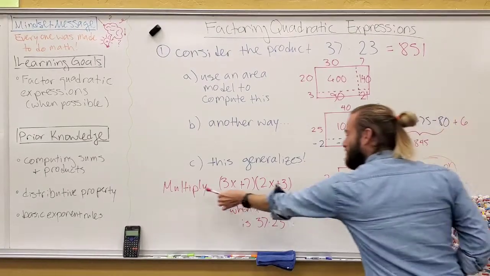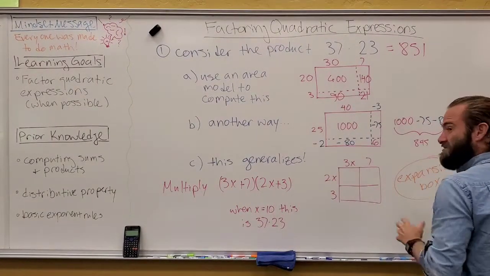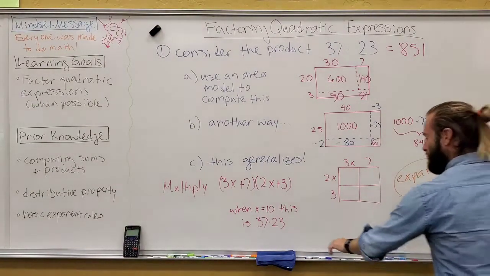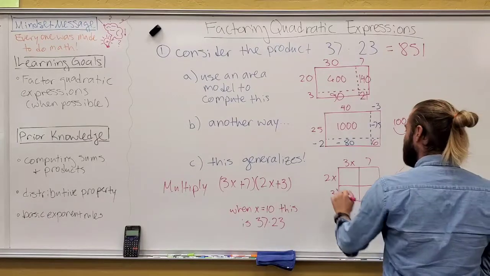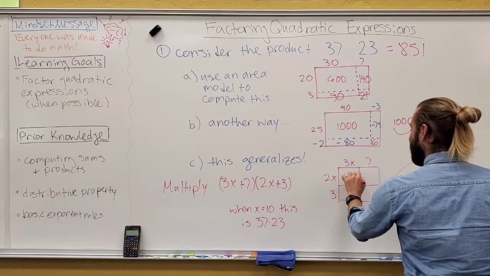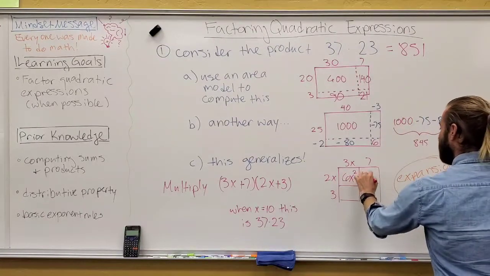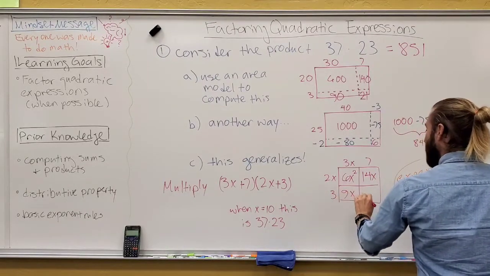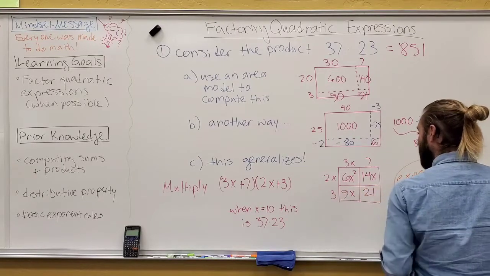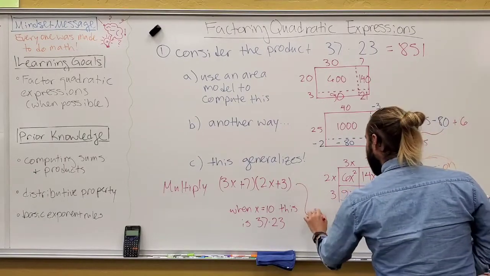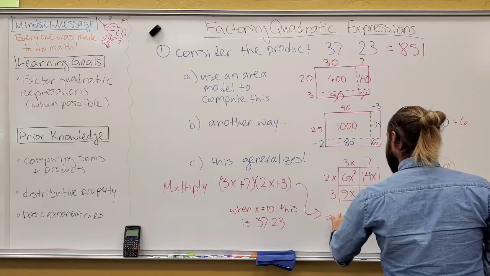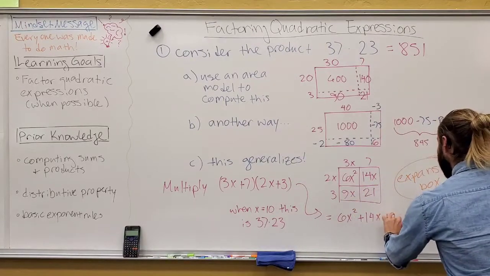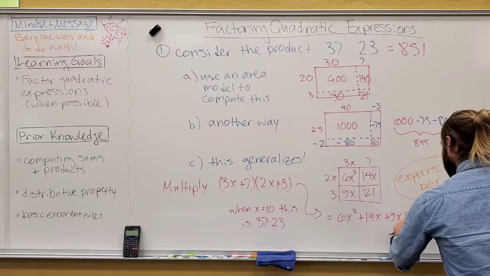And if I want to actually multiply and find this product, it's the same as asking, what's the area of this box, right? And so we just multiply the individual pieces together. 2x times 3x is 6x squared. 2x times 7 is 14x. 3 times 3x is 9x. And then 3 times 7 is 21. So the product here is equal to 6x squared plus 14x plus 9x plus 21.